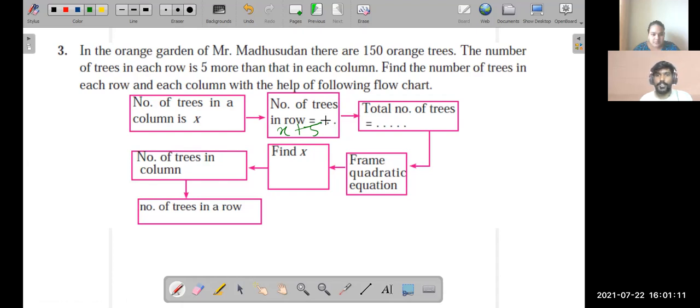Yes, total number of trees. How will you find out the total number of trees? X plus 5. So X into X plus 5 equals 150. Correct. At this moment, I'm so lost. I don't know what you're talking about.